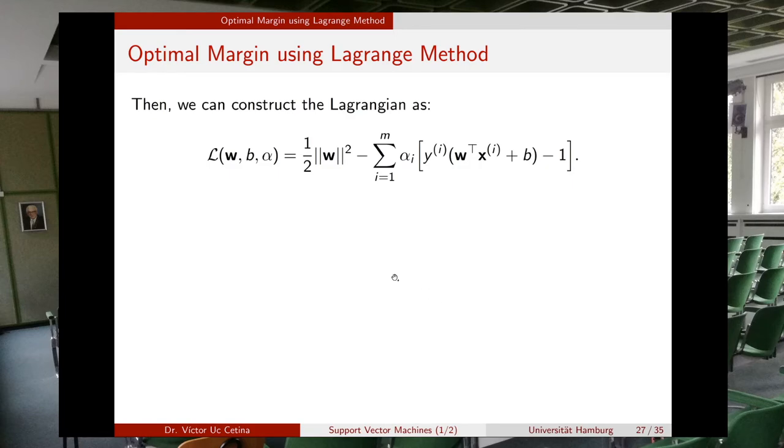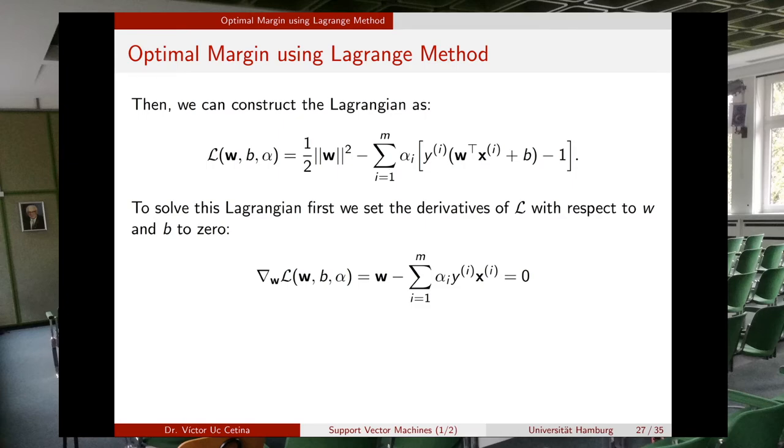Okay, so we can construct our Lagrangian for our problem. So here is our objective function that we want to minimize. And here is the set of constraints with their corresponding alpha for each of our constraints. And remember, m is the number of points that we have. So then we need to compute the derivatives of this function with respect to w and with respect to b. Okay, so that's the first step, to compute the partial derivatives.